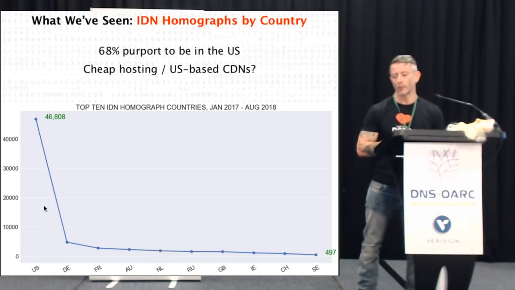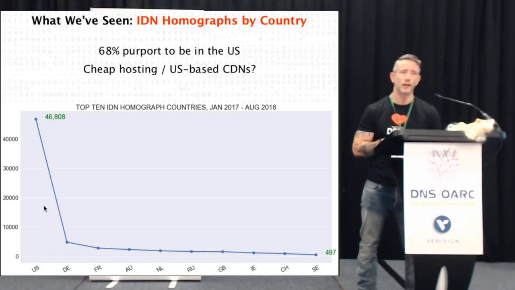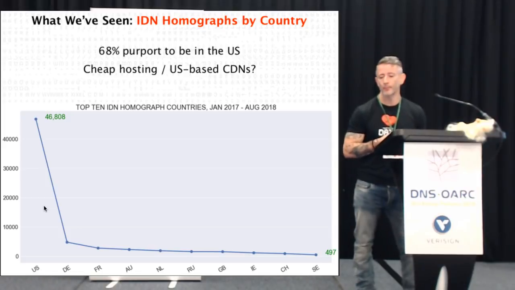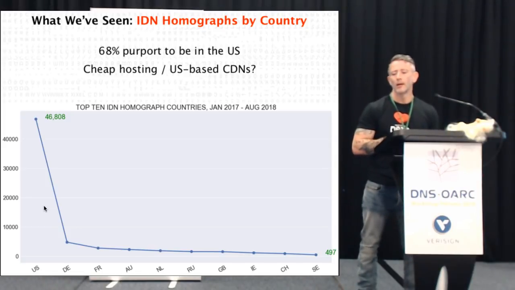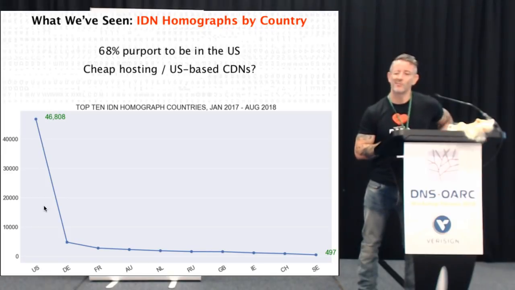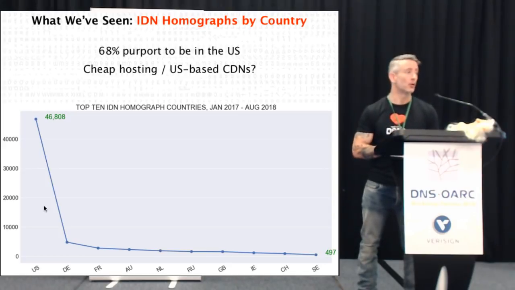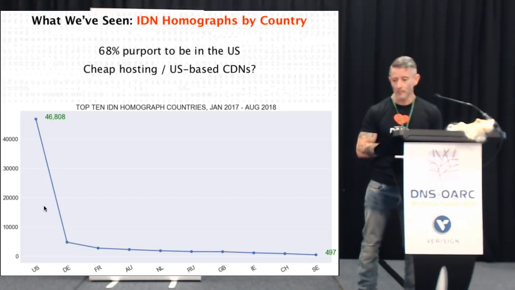By country code, we looked up anything that had an A or quad A record using MaxMind GeoIP, which I think is about a 70% accuracy rate, at least the free version did last time I looked. It's good enough for what we're doing here, broad strokes. Most of these purported to be in the US, probably because of cheap hosting and US-based content delivery networks, I would assume.